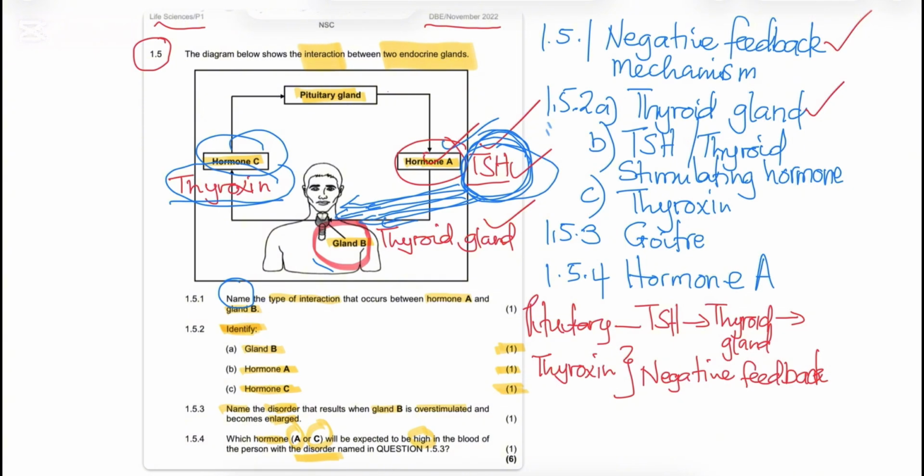Part B is thyroid stimulating hormone. Remember, we said we can just write TSH. It's also correct. Even when you write thyroid stimulating hormone, it's still correct. And part C, the answer is thyroxine. All right, question 1.5.3, it is goiter. That's the condition. And the hormone on question 1.5.4 is hormone A.